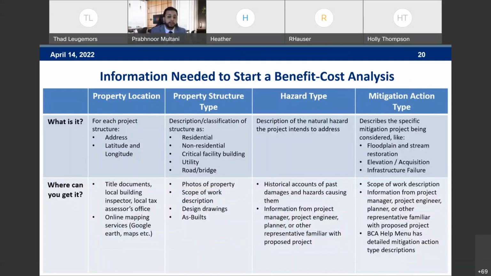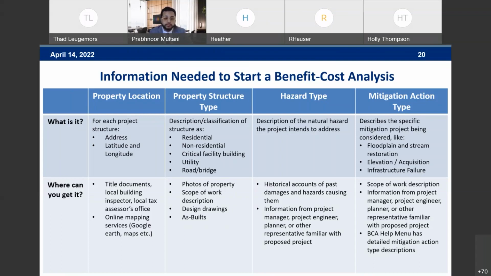Information needed to start a benefit cost analysis. These four components are part of the project configuration. This is important information to have before starting the benefit cost analysis. So we'll start with property location. What is it? For each project structure, you need either the address or the latitude and longitude coordinates for that structure. Where can you find it? You can find it within the title documents, local building inspector, local tax assessor's office, and you can also use online mapping services such as Google Earth, Maps, etc.